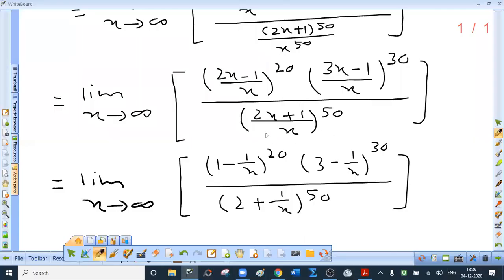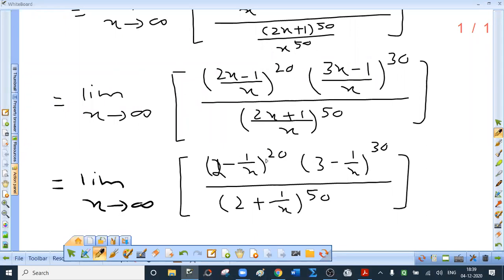So effectively this is what? (2 minus 1 upon x) raised to 20 into (3 minus 1 upon x) raised to 30 upon (2 plus 1 upon x) raised to 50. Limit of this as x tends to infinity. Now this is simple. If you take the limit, then it is just 1 raised to 20 into 3 raised to 30 upon 2 raised to 50. In fact, it is not 1. I'm sorry, this should be 2, not 1.